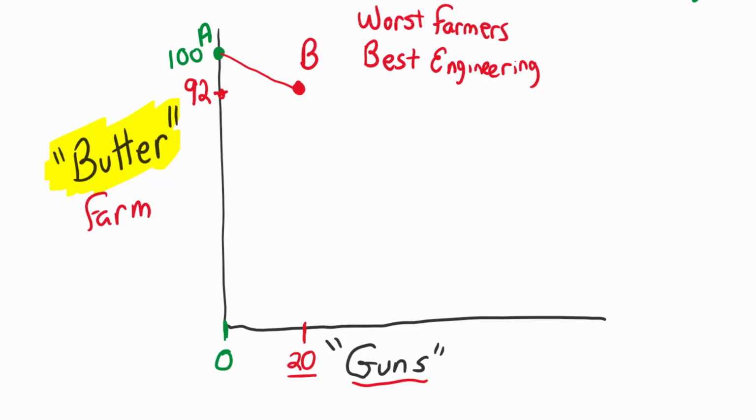Now, we've already sent those people who are the worst farmers and the best engineers to make the guns. Suppose we get a little more concerned about these neighbors of our country, and we decide, hey, we need even more guns. Instead of 20, we want 40. Well, we already have our worst farmers and best engineers on the job. So what are we going to have to send next? Well, we're going to have to send some additional people to make more guns who are a little bit better farmers. They're not our worst. We already sent them.